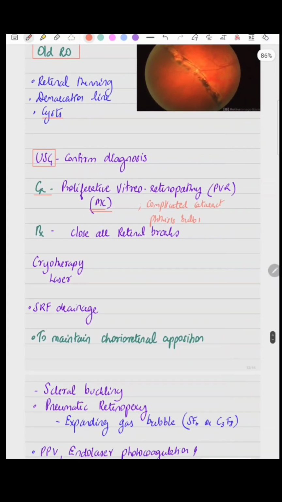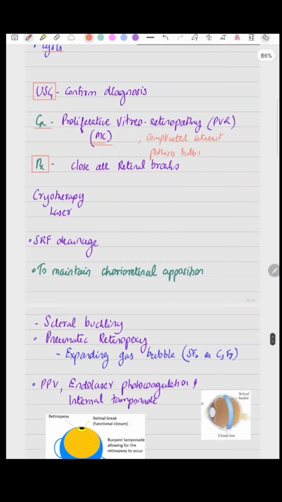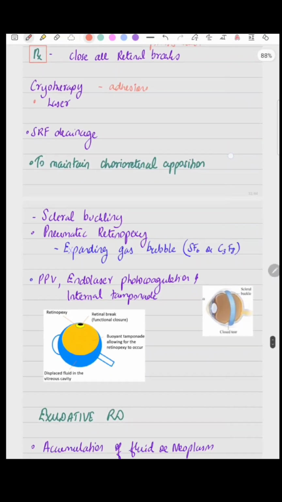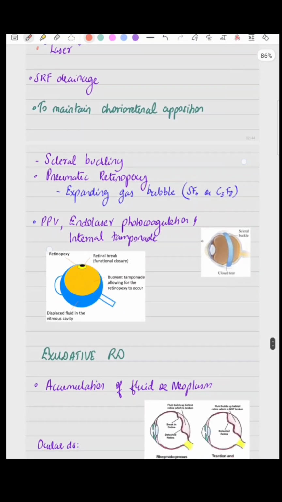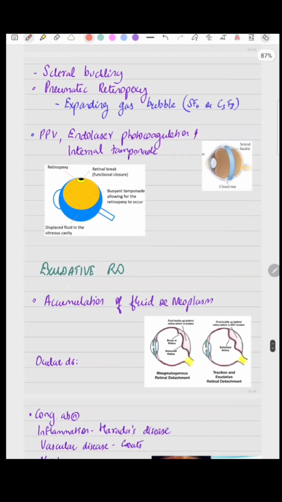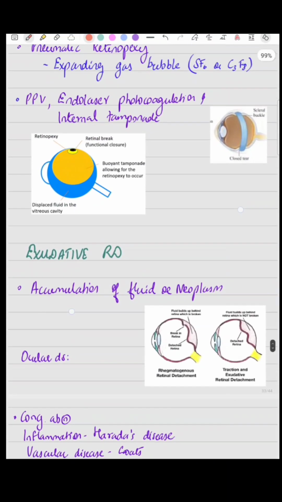Treatment: the surgical goal of the treatment is closure of all the retinal breaks with minimum iatrogenic damage. We can give cryotherapy or laser around the edges of the breaks, which results in adhesion. Cryotherapy can also be given for treatment of detachment. Then subretinal fluid drainage can be done. To maintain the chorioretinal apposition, scleral buckling can be done, that is inward indentation of the sclera to provide external tamponade.